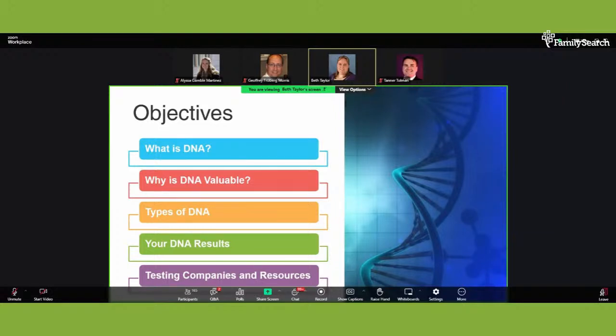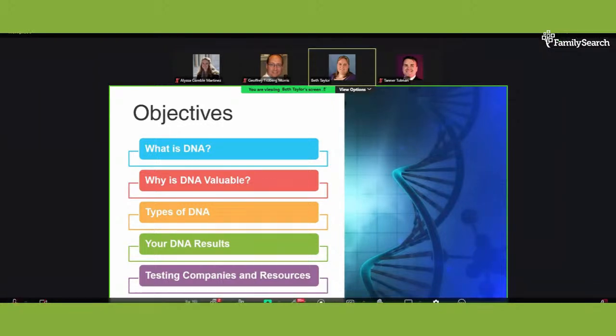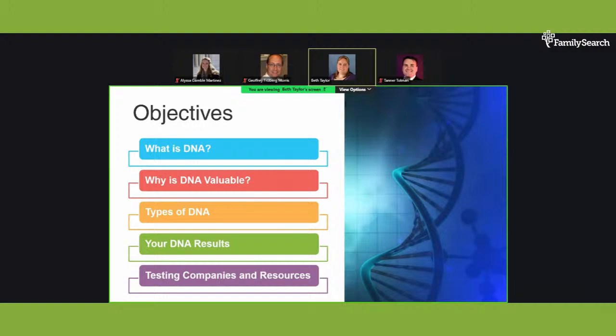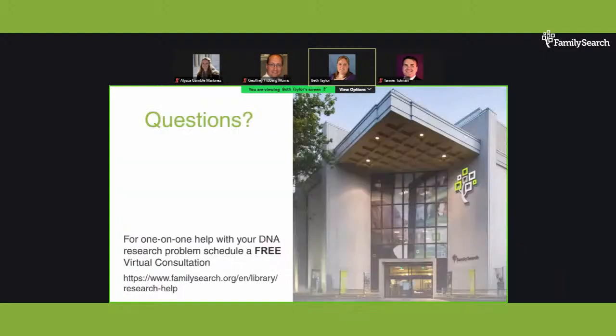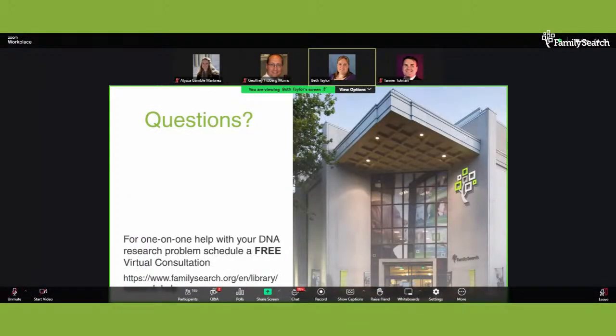We went through the four types of DNA, which are Y-DNA, mitochondrial DNA, autosomal DNA, and X-DNA. We went through what you'll get when you take a DNA test, your DNA results, and some of what you can do with those results. And then we ended by going through some of the testing companies and other resources that can help you learn more about DNA and genealogy. So any questions?